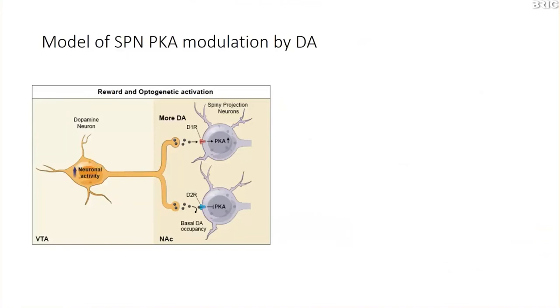With this information regarding how dopamine is modulating PKA activity in vivo, we can now come up with the following model. When dopamine neuron activity increases because of the reward or optogenetic activation, that increases the dopamine level above the baseline, and that dopamine can now bind to D1 receptor, therefore increases the PKA activity. On the other hand, for D2 receptor, that's already bound to basal dopamine, this extra increase in dopamine does not really affect the D2 receptor, therefore it does not really change the PKA activity in D2 receptor expressing neurons.